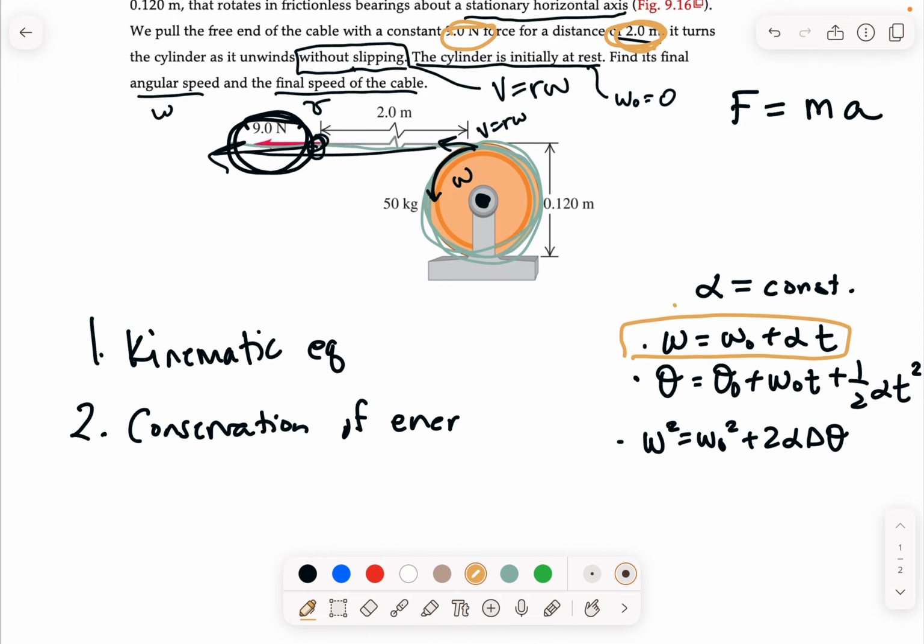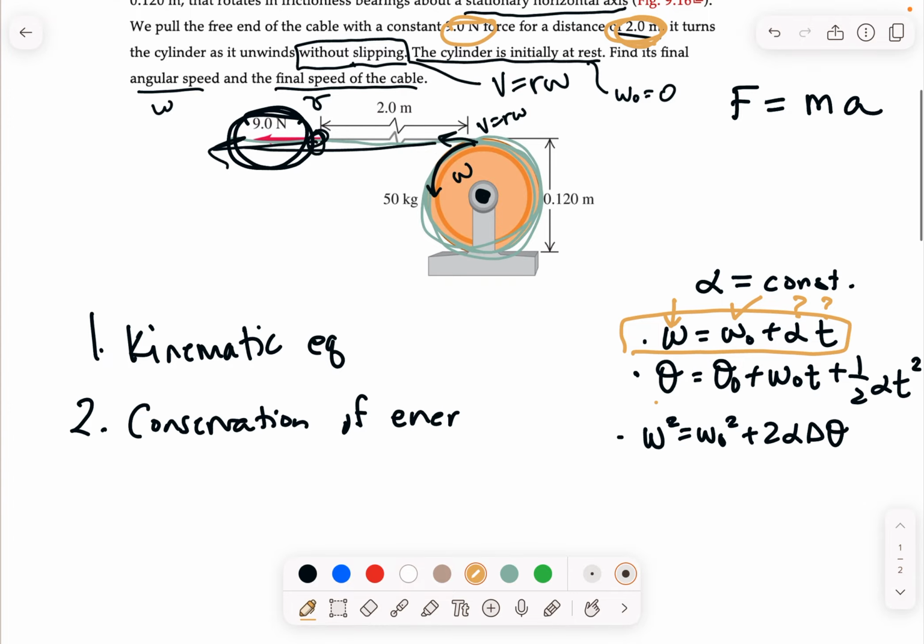So if I were to solve for omega, I would definitely have omega naught at 0, but I don't know alpha, right? And I don't know the time it takes to unwind. So I really can't use it. What about position? Well, I don't really know the angular positions of anything, so that doesn't help either. So we're going to have to figure out something else. We might still need kinematic equations, but maybe we should go to conservation of energy.